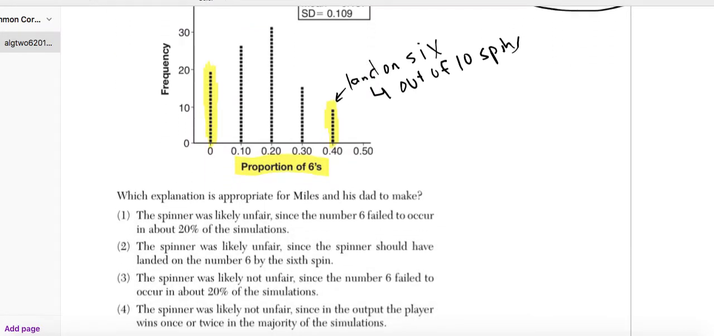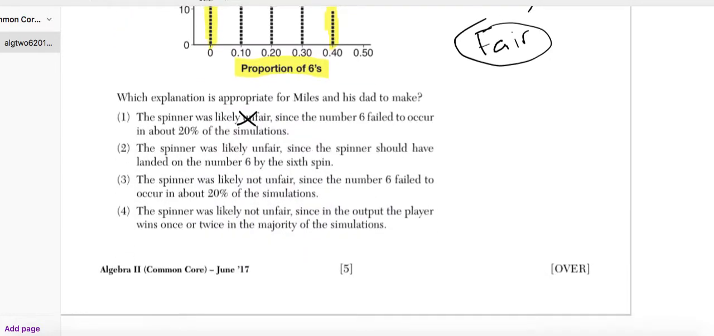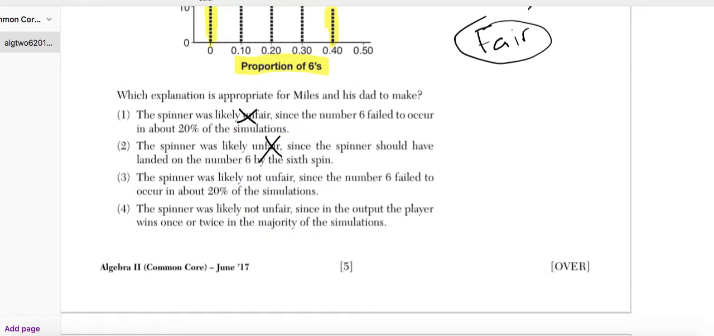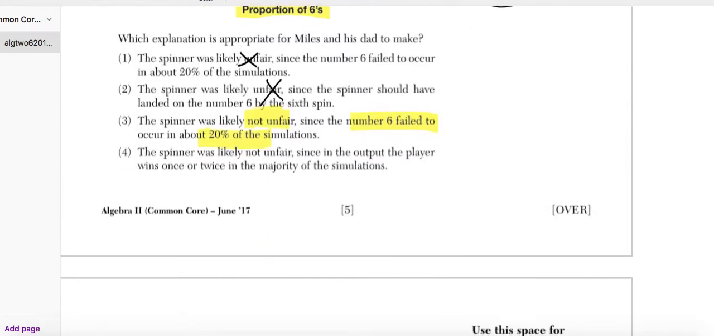So let's read the choices now. Which explanation is appropriate for Miles and his dad to make? Choice 1 is saying the spinner is likely unfair. No, no, no. We know it's probably fair, because he failed to land on 6 20% of the time. The next one is also saying the spinner was likely unfair. Nope. Now you have my attention: since the number 6 failed to occur about 20% of the simulations. Exactly, 20% had no wins, so it's not unusual when spinning a fair spinner. And I'm not even going to bother looking at choice 4. All right, answer is choice 3.